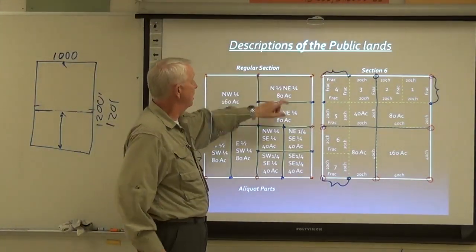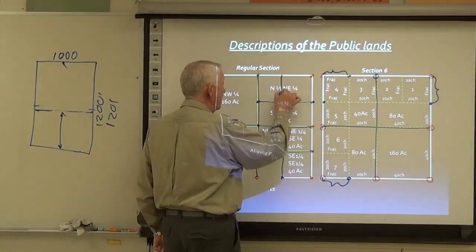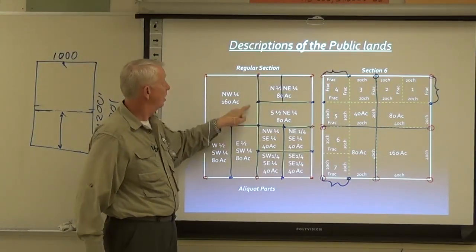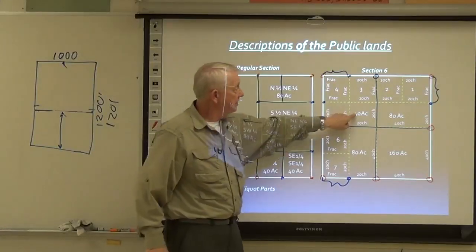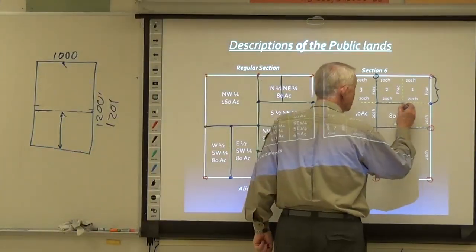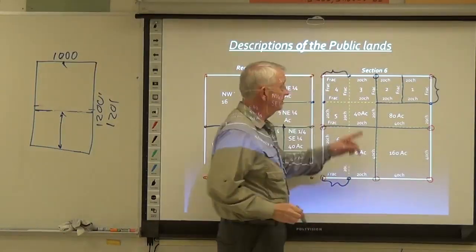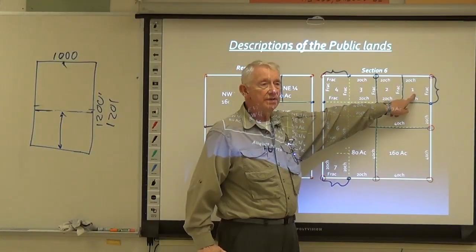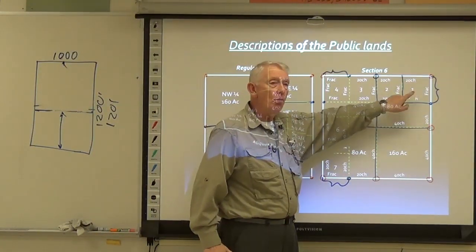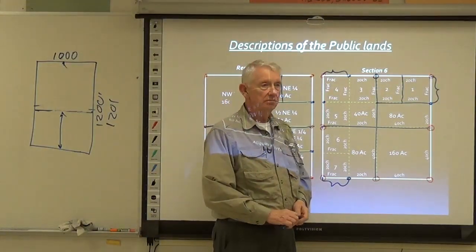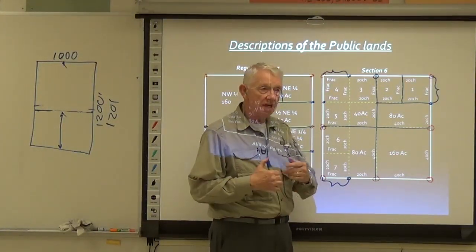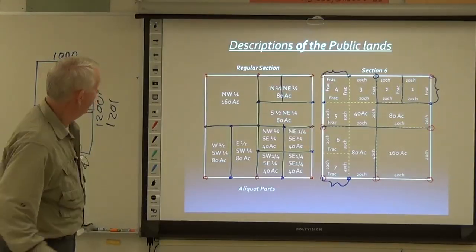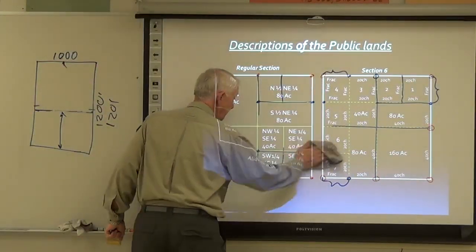This piece of property right up here, if we were to divide this in half, let's say, this would be the northeast quarter of the northeast quarter of this section, the regular section, right? And this piece of property over here, this is not the northeast quarter of the northeast quarter. This is government lot 1 of section 6. It's not the northeast quarter of the northeast quarter. It's not an aliquot part. Okay. Now that we've gone through all that, that's your 5-minute lesson on the public land system.